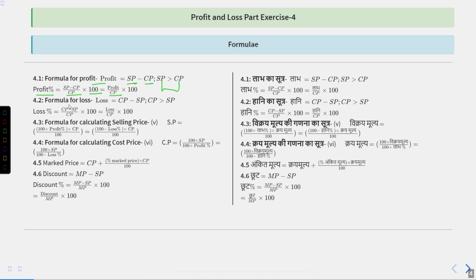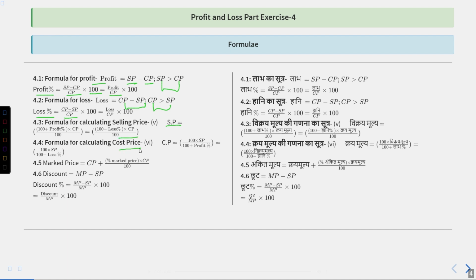Clear? Second formula, for loss. Loss equals CP minus SP. It means CP will always be greater than SP when loss happens. So what will be the loss percent? (CP minus SP) upon CP multiplied by 100, or loss upon CP multiplied by 100. Formula for calculating selling price, if we know the cost price and profit or loss: SP equals (100 plus profit percent) multiplied by CP upon 100, or (100 minus loss percent) multiplied by CP upon 100.